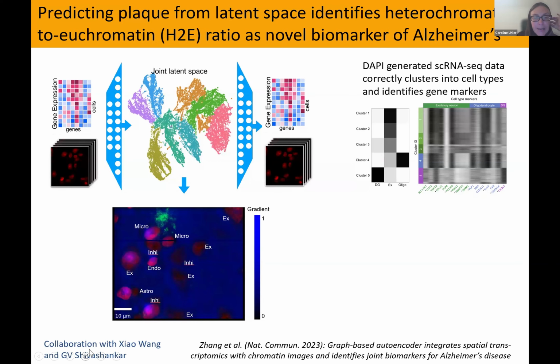This was again in collaboration with Shiva's lab, and also with Xiao Wang at the Broad, who developed STARmap, this imaging-based spatial transcriptomics modality. And now it's really nice because we have paired data. In this case it's Hoechst, but still it's chromatin staining paired with gene expression data. And so now we can directly validate how well our models can translate between these chromatin images and gene expression data.